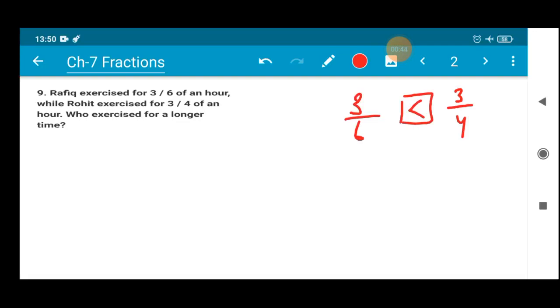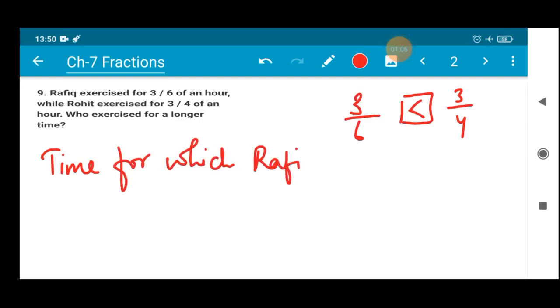So here you have to find who exercised for a longer period of time. So Rohit is the answer, but let us do this in a very step by step manner, as this is a statement problem. So statement should be written. Okay, so let us write: time for which Rafiq exercised is equal to 3 by 6 of an hour.